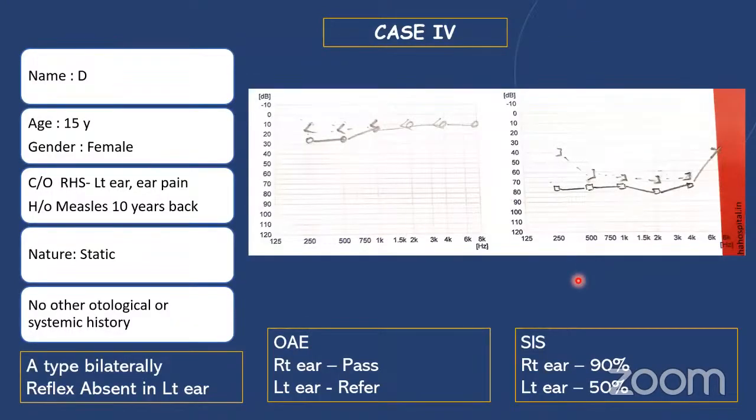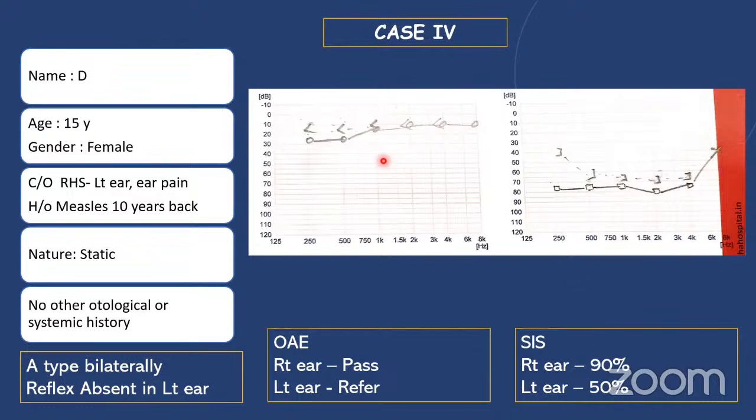So moving on to the next case. The next case was a 15-year-old female who reported to us with a complaint of reduced hearing sensitivity in the left ear, accompanied by ear pain, who had a history of measles 10 years back. The nature was static with no other otological or systemic history.